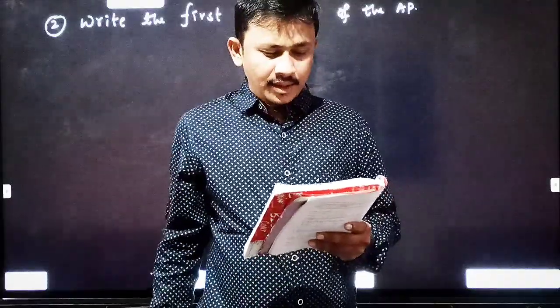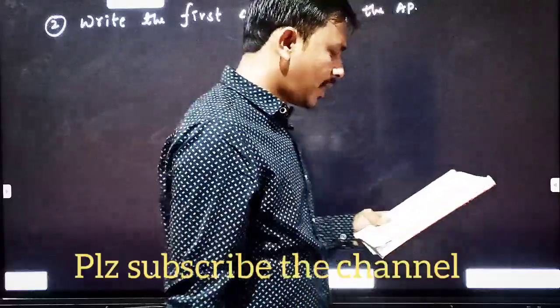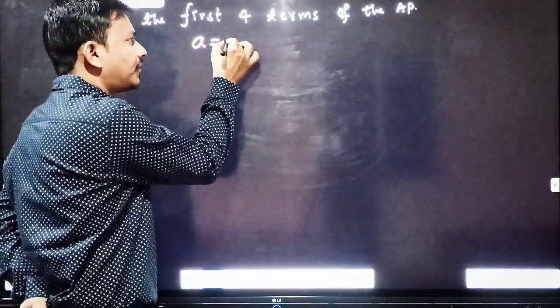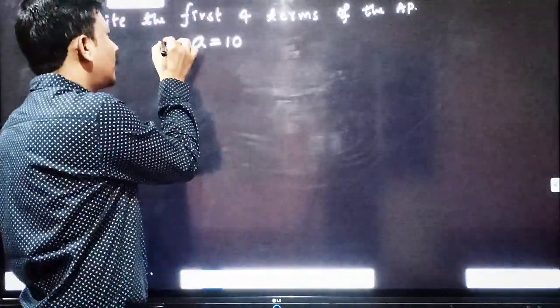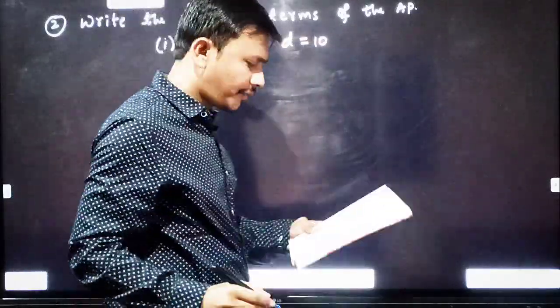Second main, write the first four terms of the AP when the first term and the common difference are given. They have given the common difference and the first term. The first question is A is equal to 10 and D is equal to 10. What we need to find out?